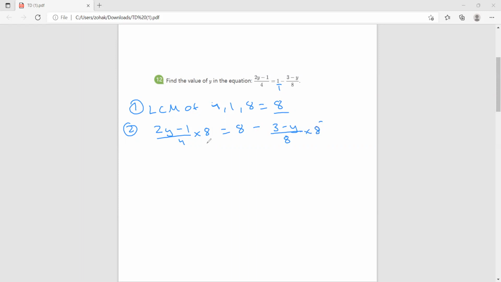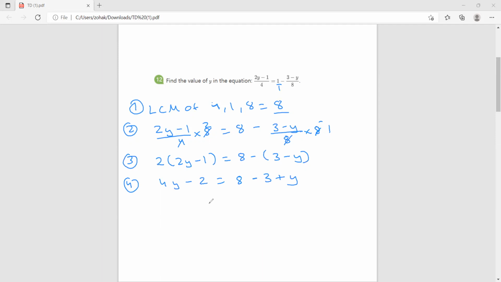Okay, well, let's cancel out some of these. That's just going to be 2. That's just going to be 1. So we're going to be left with 2(2y - 1) is equal to 8 minus (3 - y). That is what we're left with. Okay, and finally, let's expand the brackets. We would get 4y minus 2 is equal to 8 minus 3 plus y.